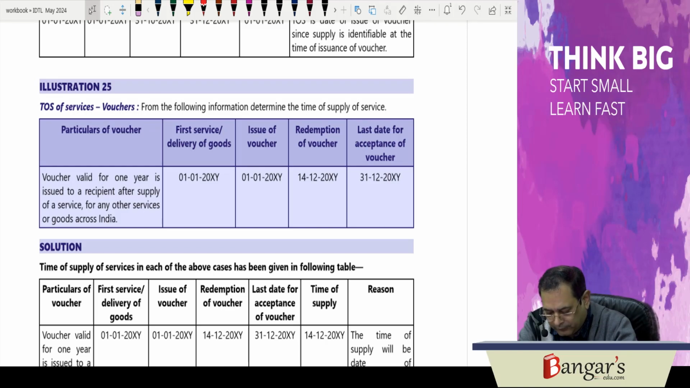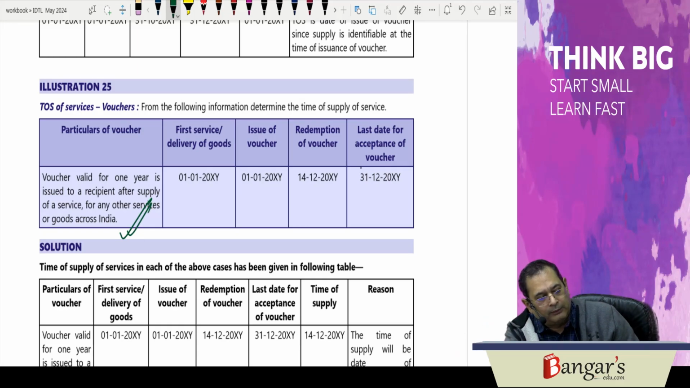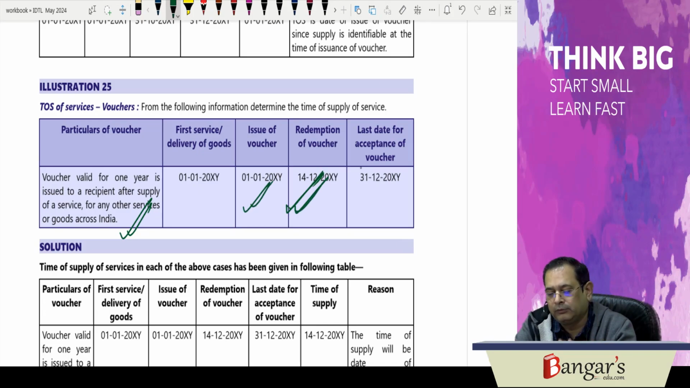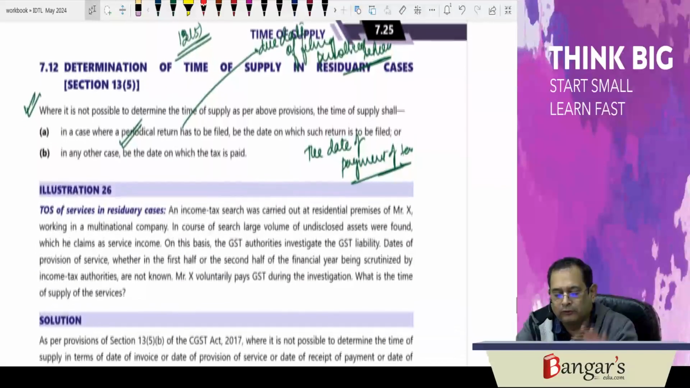From the following information, determine the time of supply of service. Voucher is valid for 1 year. The same is issued for receipt after supply of service for any of the services or goods. So here supply is not identifiable at the time of issuance of voucher. Time will be at the time of redemption of voucher. So first service has been there of delivery of goods, 1st of January. Issuance of voucher is also on 1st of January. Redemption of voucher is on 14th of December. Time of supply will be on 14th of December.